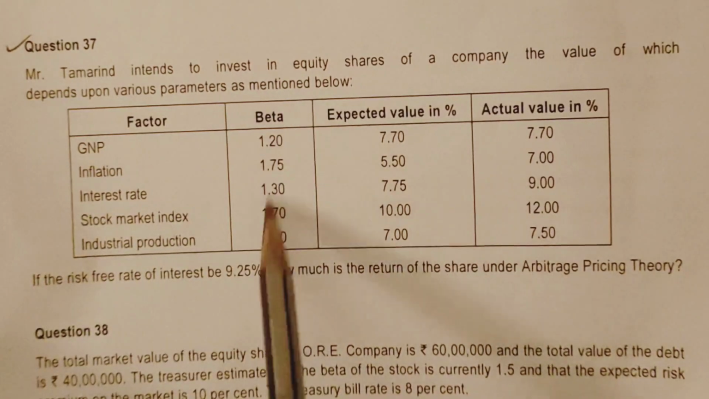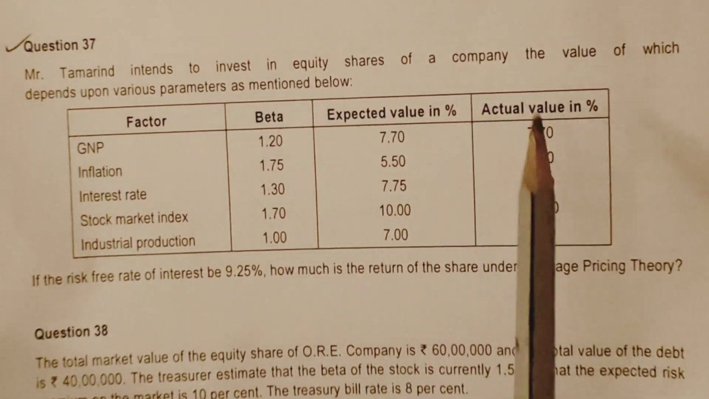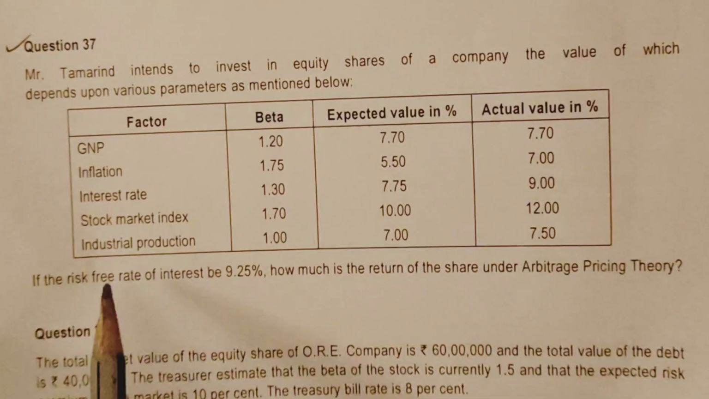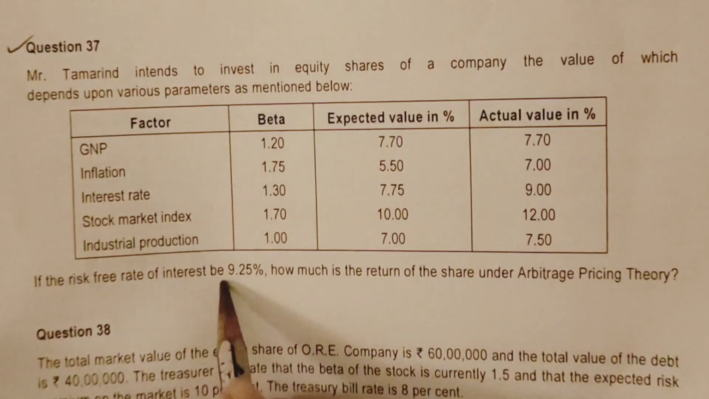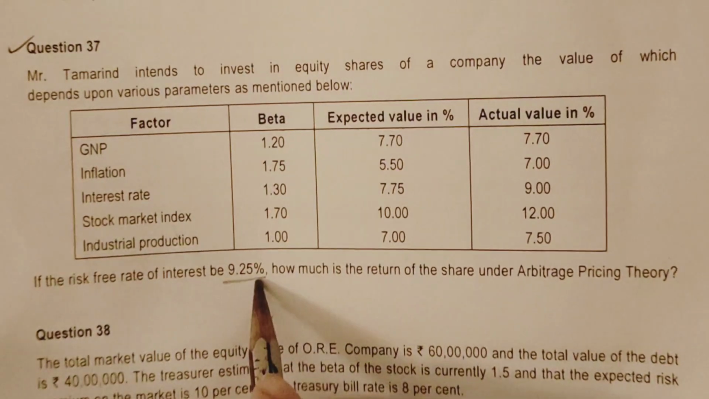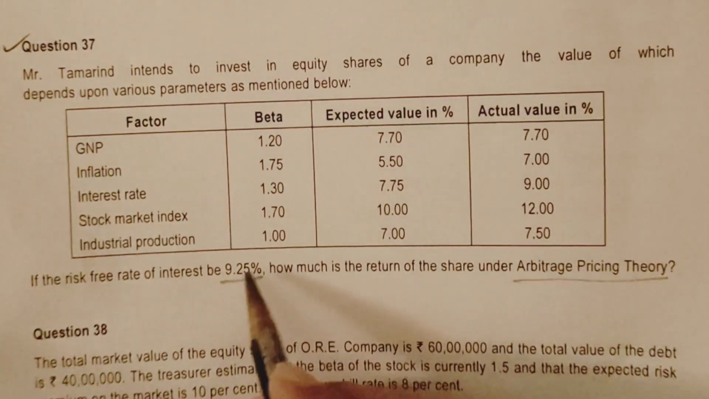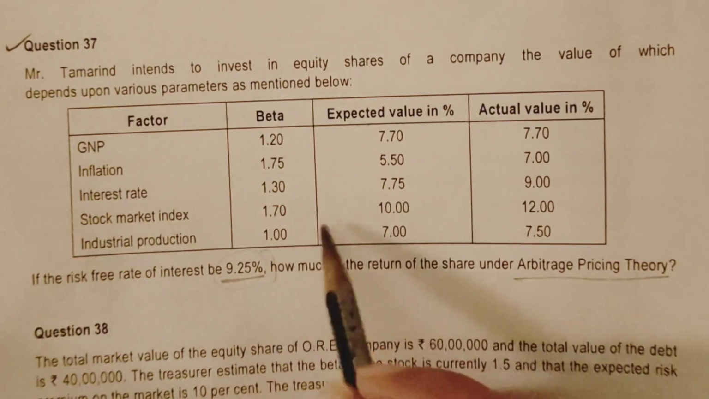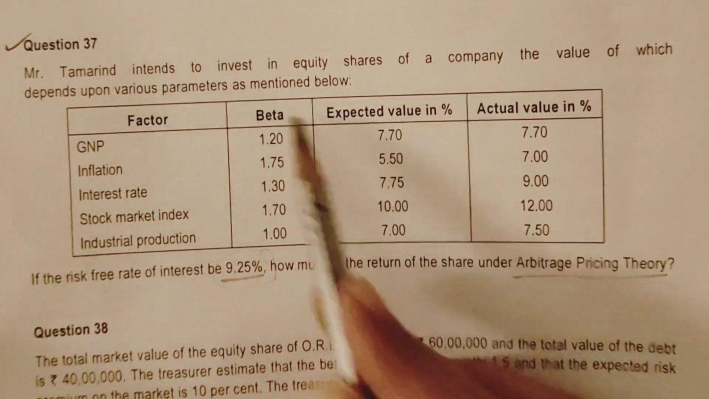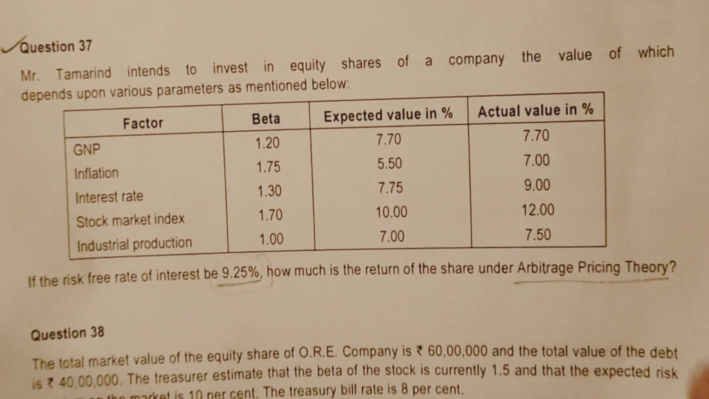Factor തന്നിട്ടുണ്ട്, beta തന്നിട്ടുണ്ട്, expected value in percent and actual value in percent. So if the risk-free rate of interest is 9.25%, how much is the return of the share under arbitrage pricing theory? So lambda 0 തന്നിട്ടുണ്ട്, beta values തന്നിട്ടുണ്ട്. We need the lambda 1, lambda 2, lambda 3.